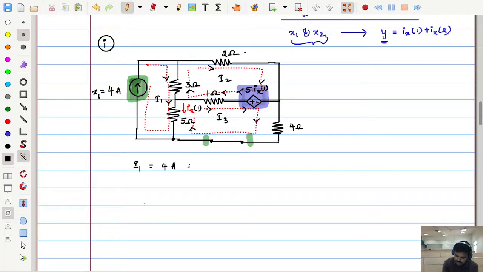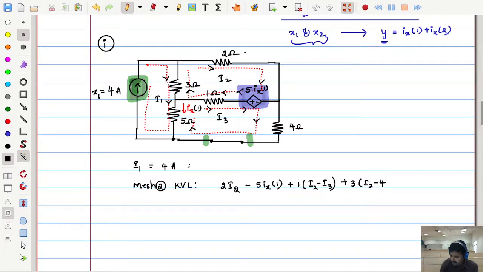Next, what about mesh 2? Mesh 2 KVL equation, Kirchhoff voltage law equation. What I will get? Let me write directly 2 into I2. This is a voltage, so minus 5Ix1. Next is 1 into (I2 minus I3). Next is 3 into (I2 minus I1). I1 means 4, so directly I am writing 4, is equal to 0. So let us keep it as it is for now. Later I will come back and simplify this.